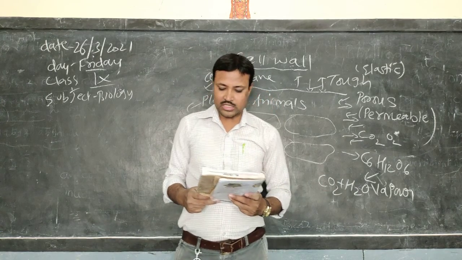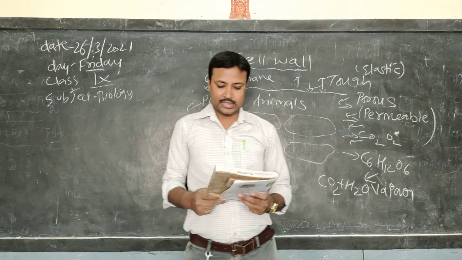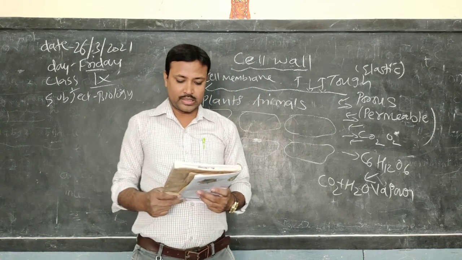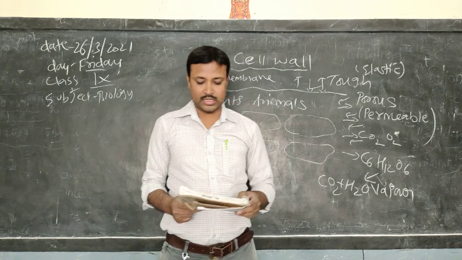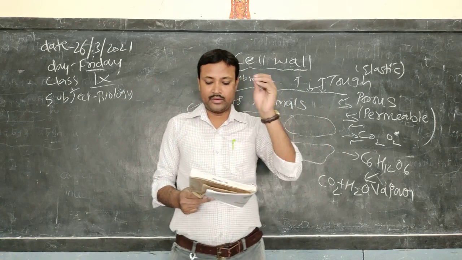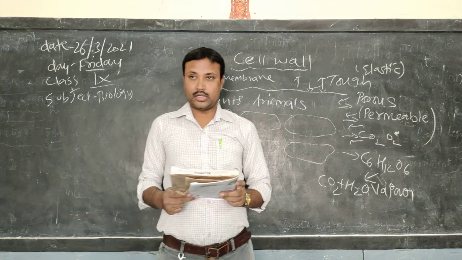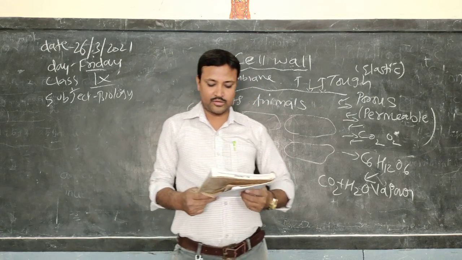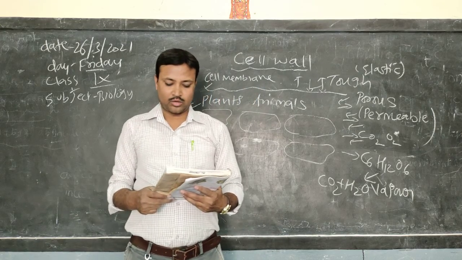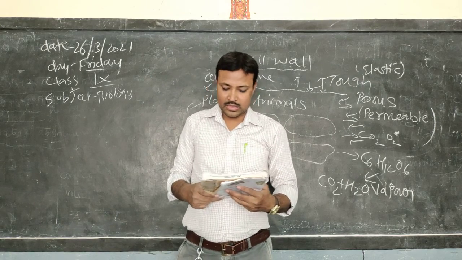Next, what are the functions of the cell wall in the plant cell? It exerts an inward wall pressure to resist the outside pressure. To resist means to avoid the outside pressure. It exerts an inward wall pressure, exerted by the cell sap. Hence, the plant cell can withstand much greater changes of the surrounding medium than the animal cell.